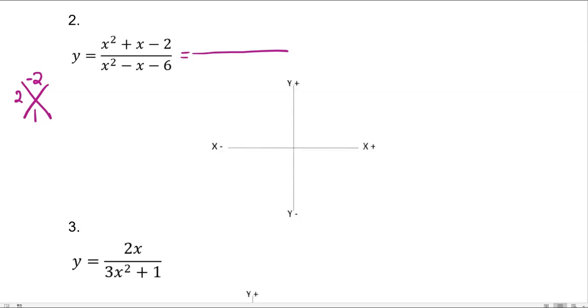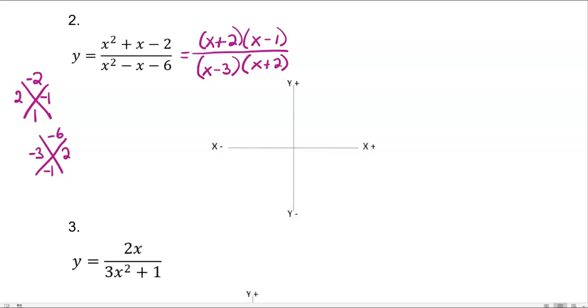That would be a positive 2 and a negative 1. So I'm going to say x plus 2 and x minus 1. Then on the bottom, I'm trying to multiply to get negative 6 and add to get negative 1. That'll be a negative 3 and a positive 2. So I have x minus 3 and x plus 2.